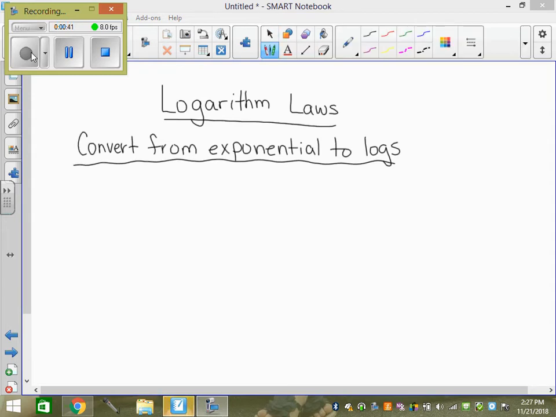When can we convert from an exponential to a logarithm? We can do that when we have two bases and one exponent.